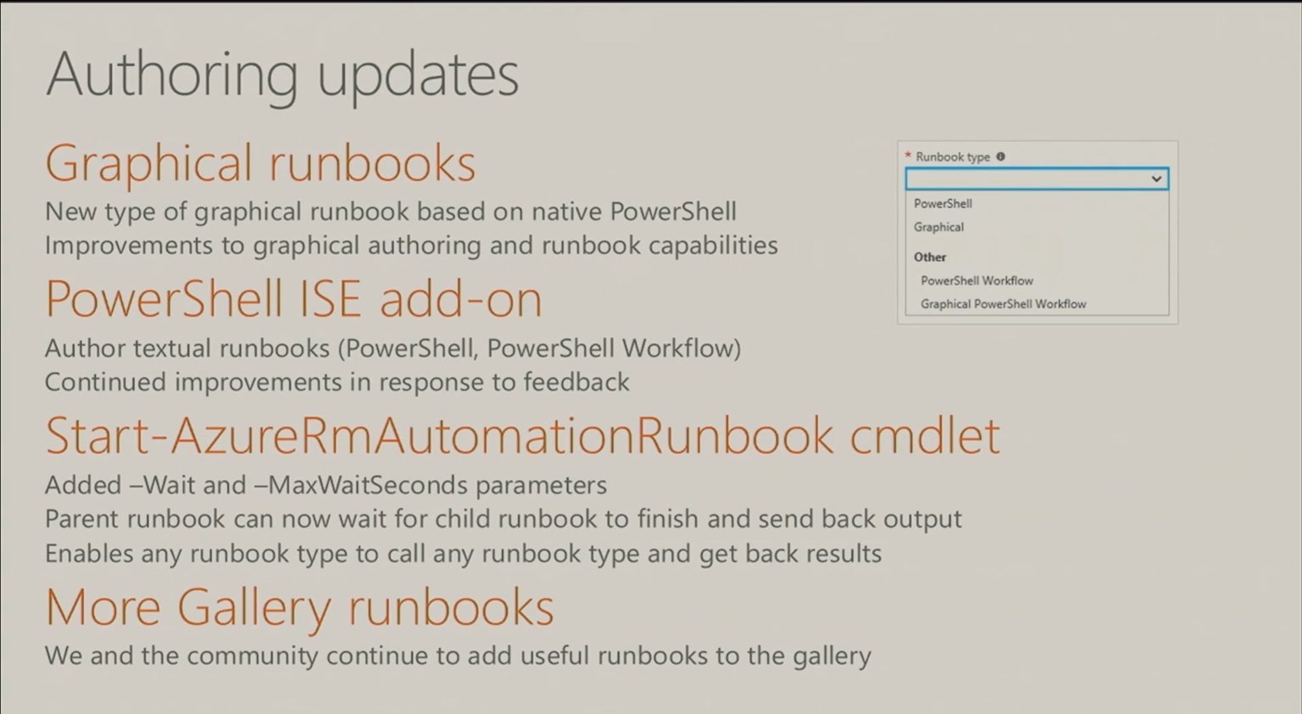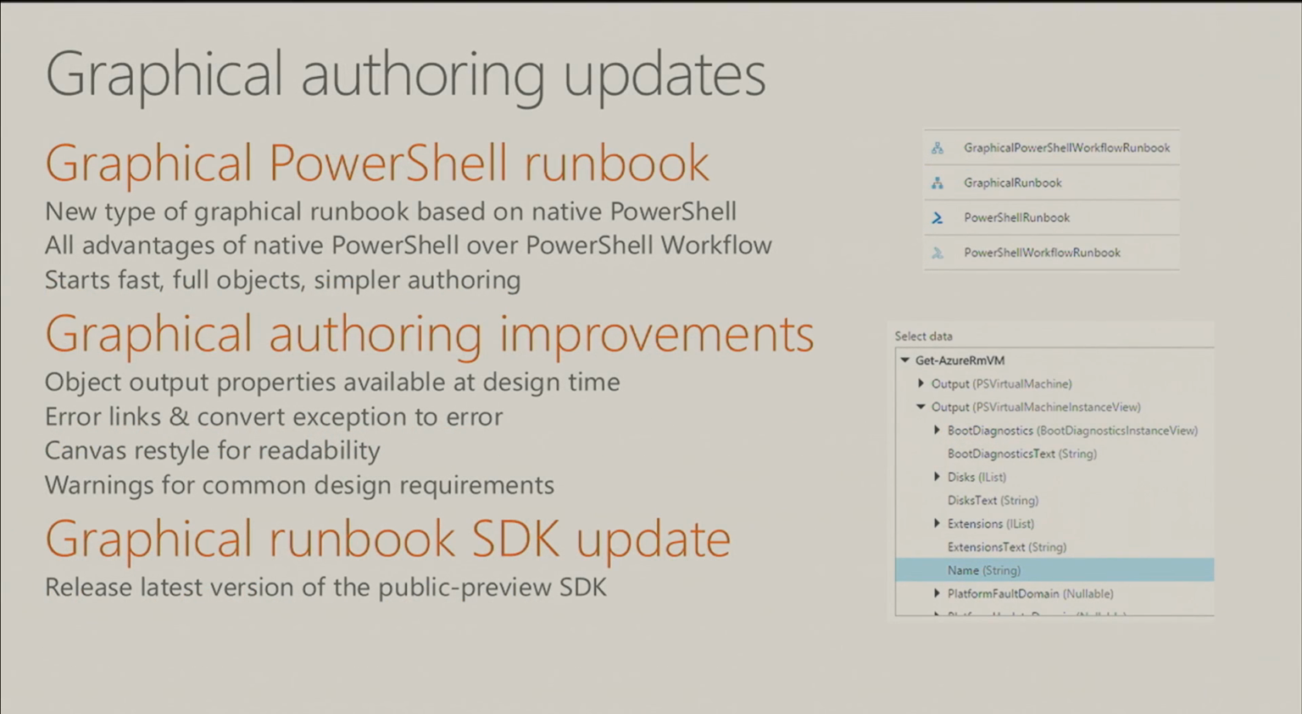And this is a very powerful one because it basically allows you to start any type of runbook from any other type of runbook. Typically, if you're going to do a runbook in line of PowerShell, you have to call PowerShell. PowerShell Workflow has to call PowerShell Workflow. This will allow you to call any type from any type, wait for the output, and get it back. So it's a very powerful thing we did to that cmdlet. And also, we're adding many more gallery runbooks. Our team is adding more all the time to help you get going.